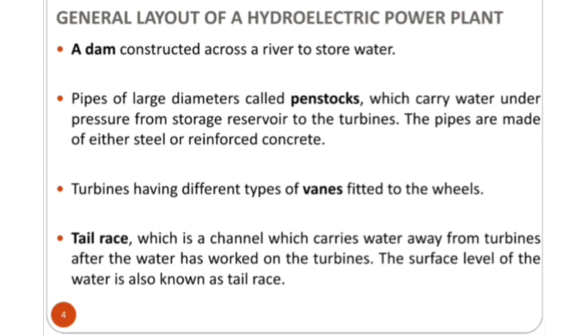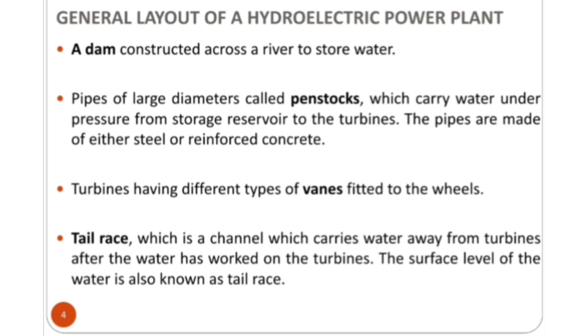So usually a hydroelectric power plant consists of a dam. A dam is constructed across the flow of water, across a river or any other form of flow. It will create a reservoir on the upstream side of the dam. So it will have the head on the upstream side of the dam, that is nothing but the reservoir.